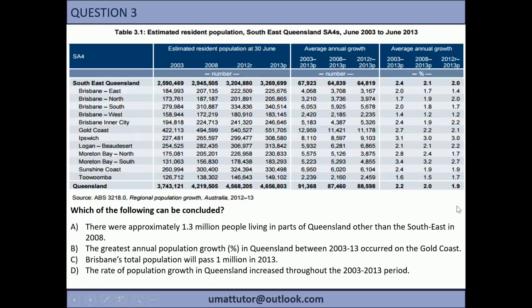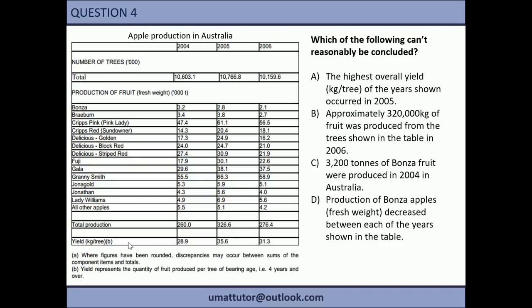So again, even though the growth is still occurring, even though the population is going up, it's going up at a decreasing rate. And so that's why option D would be wrong, because the rate of population growth is actually going down. And so out of all those options, I think the best is still option A, which is why it would be the correct answer. On to question 4 now, which I think is a little bit simpler.